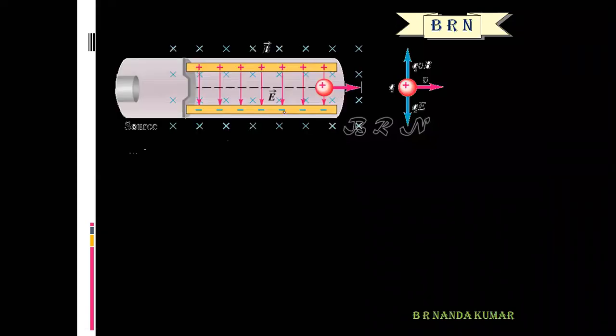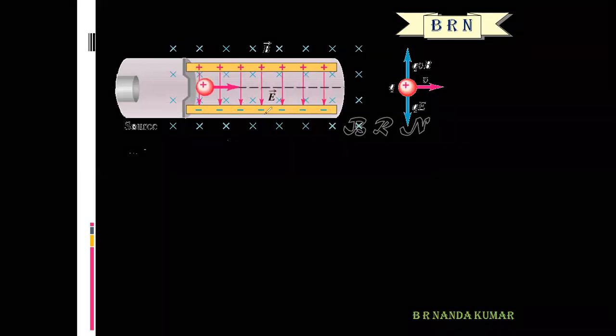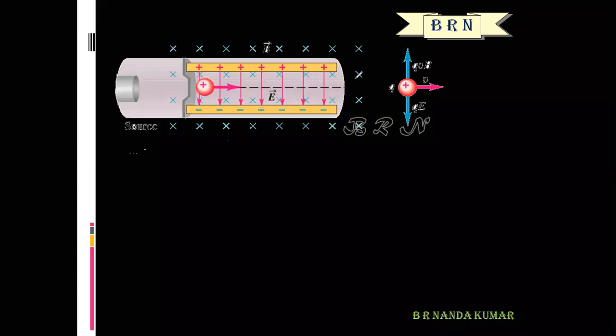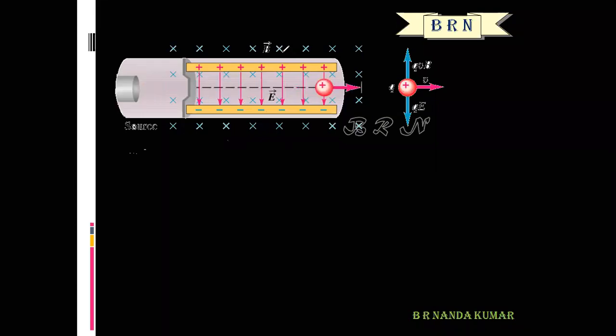Now look at this animation. Here the charged particle is moving in the presence of both electric and magnetic field. The cross marks indicate the perpendicular magnetic field, that is directed into the plane.